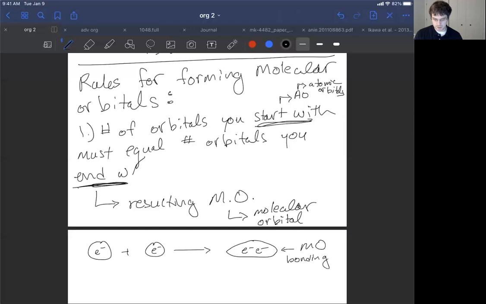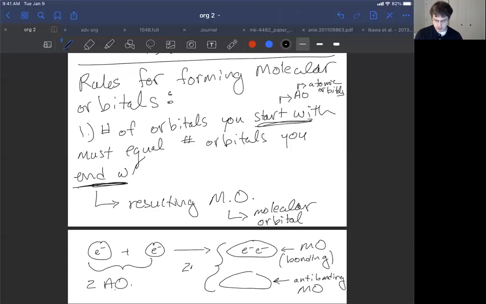Now, the thing that also results is an empty molecular orbital, which is our anti-bonding molecular orbital. So we start with two AOs, or two atomic orbitals, and we get two MOs after we add those together. Okay, just one of them is empty, and it's considered to be an anti-bonding orbital.